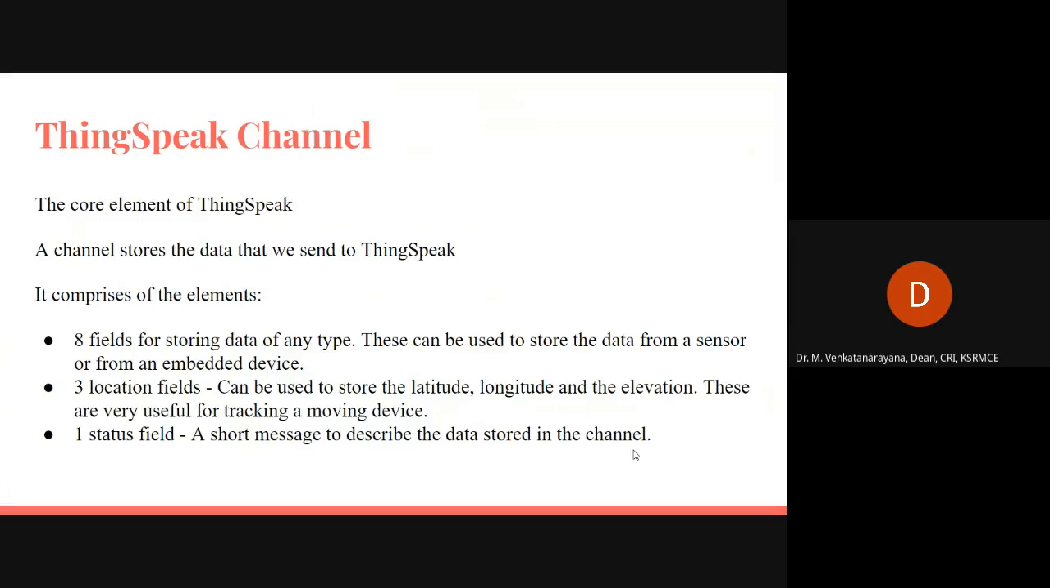So a ThingSpeak channel is the core element of ThingSpeak. A channel stores the data that we send to ThingSpeak, and it comprises 8 fields to store any data type, and it stores the data from a sensor or an embedded device. It includes 3 fields for latitude, longitude, and elevation, especially useful for vehicle tracking or object tracking. And the status field describes the channel.